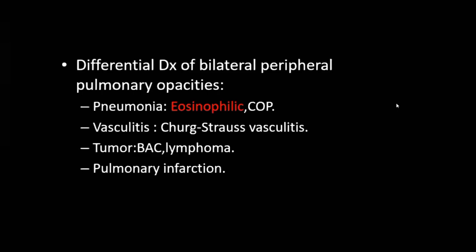Vasculitis, like Churg-Strauss vasculitis. For the differential diagnosis between cryptogenic organizing pneumonia, chronic eosinophilic pneumonia, and Churg-Strauss, you need to do a biopsy to see if there is vascular involvement or not. Tumors, including bronchoalveolar carcinoma or lymphoma, and pulmonary infarction, but usually pulmonary infarction is a bit different. Still, you have to consider it when you have peripheral consolidation, but usually not bilateral like this.